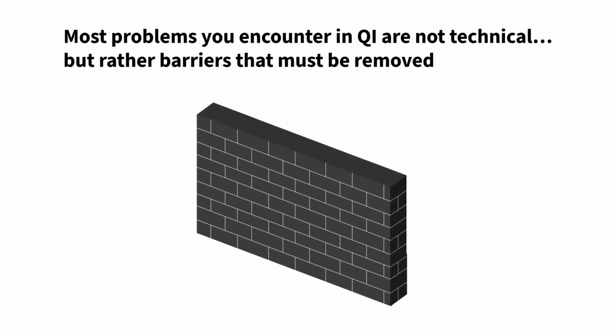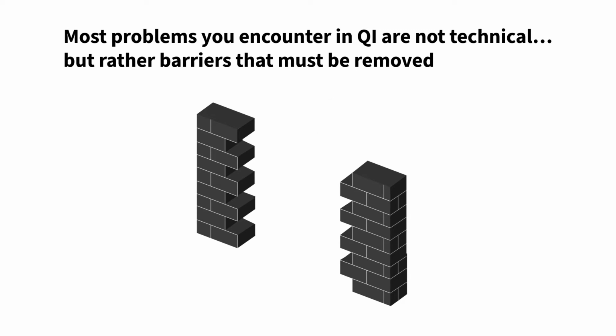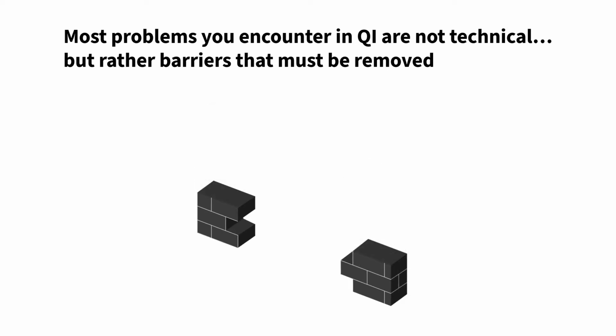Most problems you encounter when implementing QI projects are not technical, but rather barriers that must be removed. For example, if you are unable to acquire the EHR data you need to share with stakeholders, you could also review a few charts to get some data or utilize local information as your temporary data. When identifying and addressing barriers, it's important to break them down into smaller steps that can be addressed incrementally.